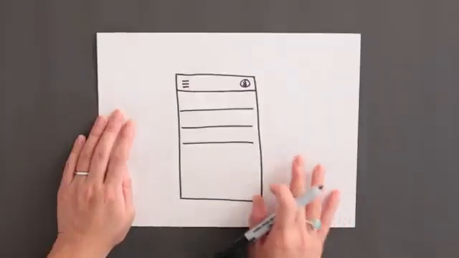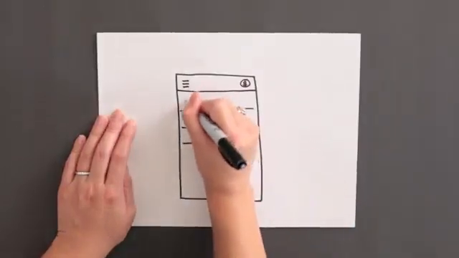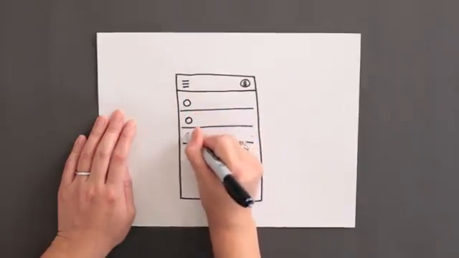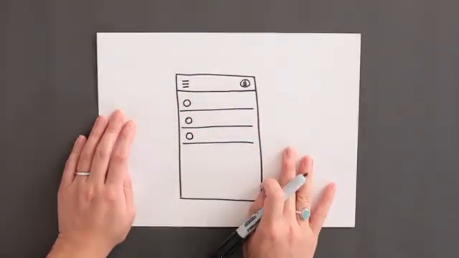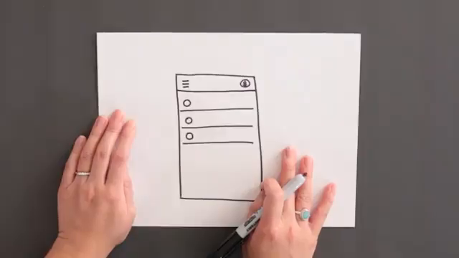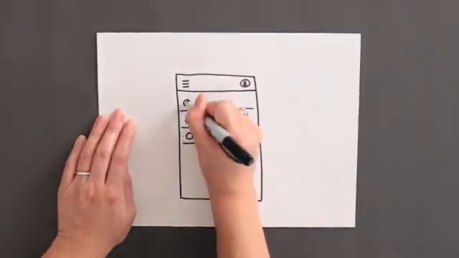Then, I'll add a circle within each rectangle that was created by the dividers. I'll draw the circles on the left side of the rectangles. I'm trying to keep all the circles the same size, but it's okay if it's a little messy. I want these circles to indicate images, so I'm going to draw an X in each of these circles.